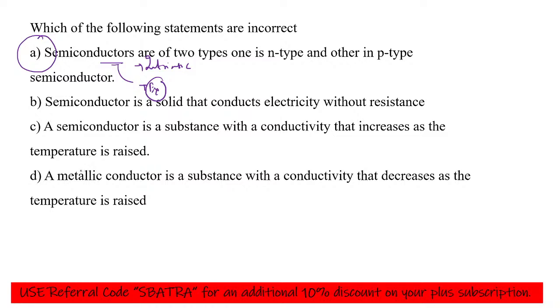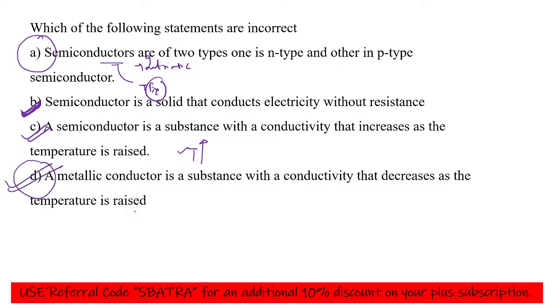Let's go to the next one. Semiconductor is a solid that conducts electricity without resistance. So definitely it is your correct statement. Next is, a semiconductor is a substance with a conductivity that increases as the temperature is raised. Definitely, if I'm increasing temperature or the amount of doping, semiconductor conductivity will increase. A metallic conductor is a substance with a conductivity that decreases as the temperature is raised. Is it correct? Yes, definitely.